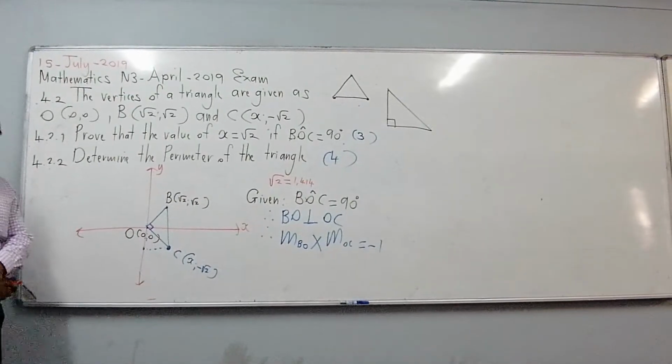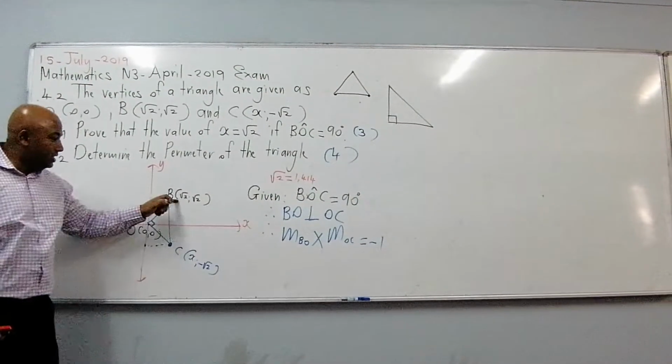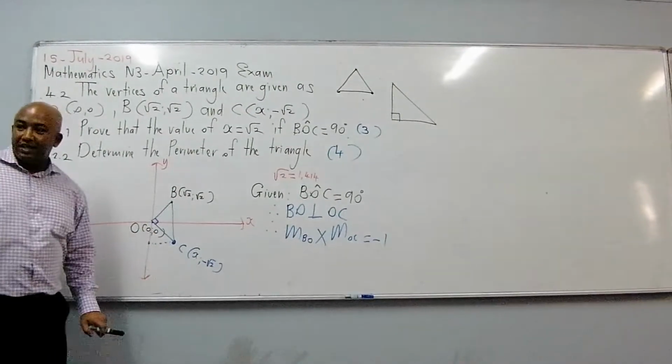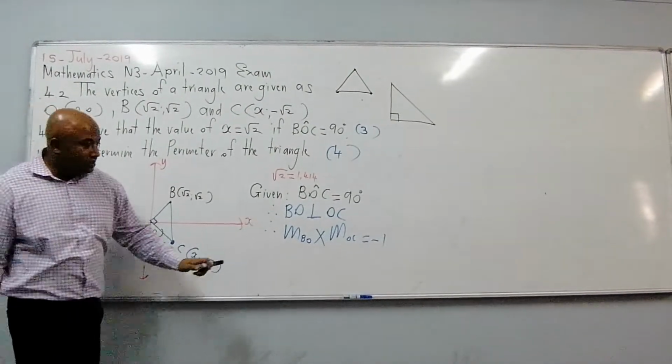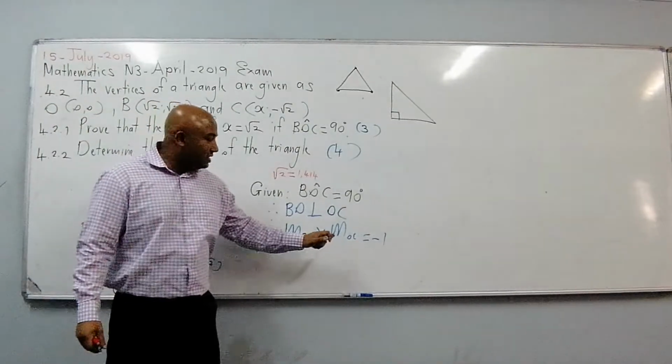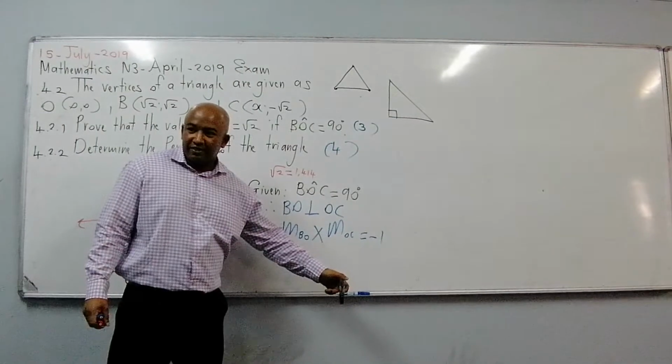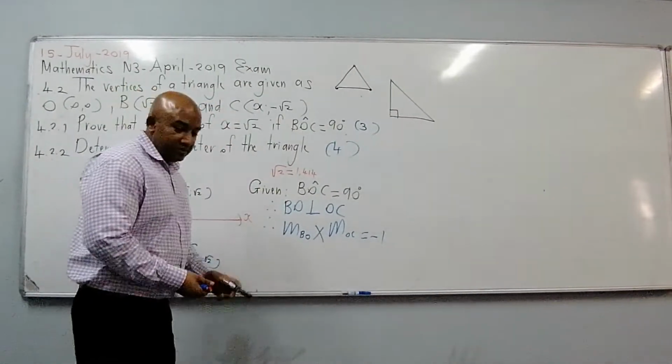What can we do here? We got points. You can see we got 2 points here, 2 points there. We can use this fact that m of BO times m of OC is equal to -1.